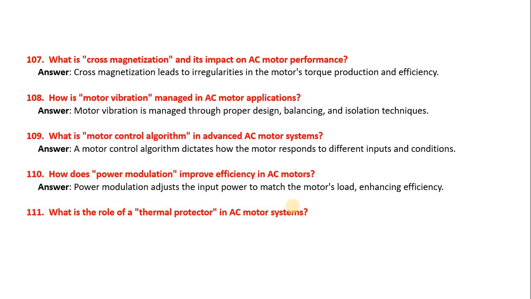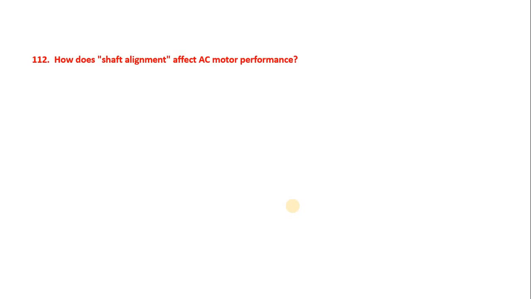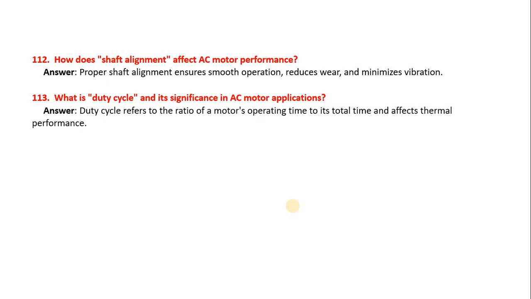What is the role of thermal protector in AC motors? A thermal protector prevents the motor from overheating by disconnecting power when temperature exceeds the safe limit. How does shaft alignment affect the AC motor performance? Proper shaft alignment ensures smooth operation, reduces wear and minimizes vibrations. What is a duty cycle and its significance in AC motor application? Duty cycle refers to the ratio of motor's operating time to its total time, affecting thermal performance.